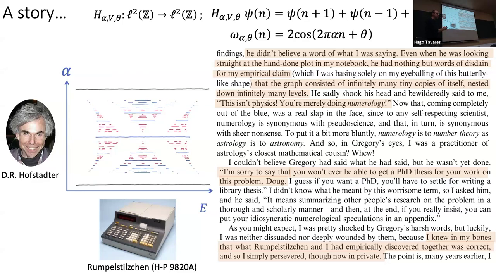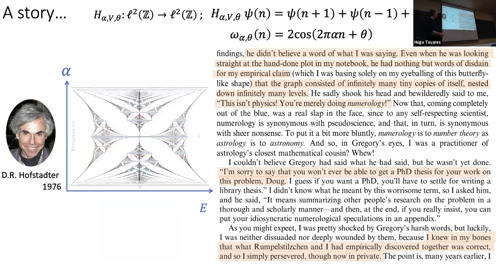Then he went to a slightly more sophisticated machine. So he managed to improve his plot and get this plot that nowadays is relatively popular. You can find it if you Google Hofstadter's butterfly, since it reminds some people of a butterfly. And again, the spirit of the figure is the same. For various alpha, you compute the spectrum and you get this picture, just made for many more alphas.